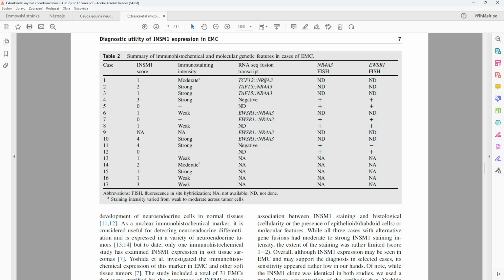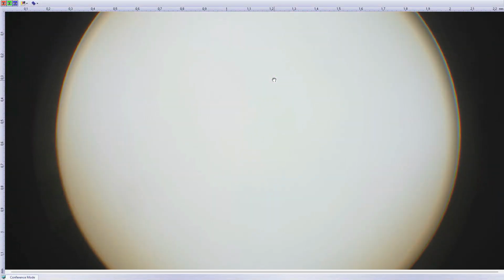But still, the FISH for NR4A3 will work here and will help you to pick up the right diagnosis, but very challenging scenario. Okay, that's all from me.